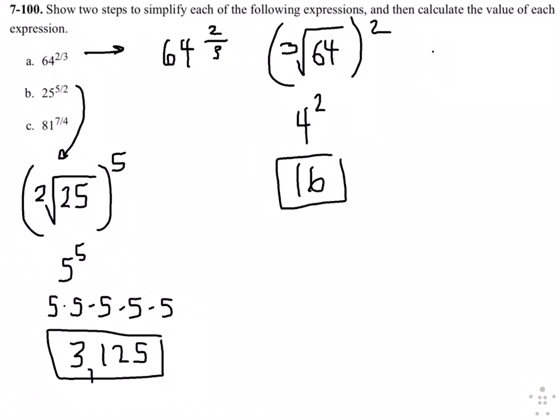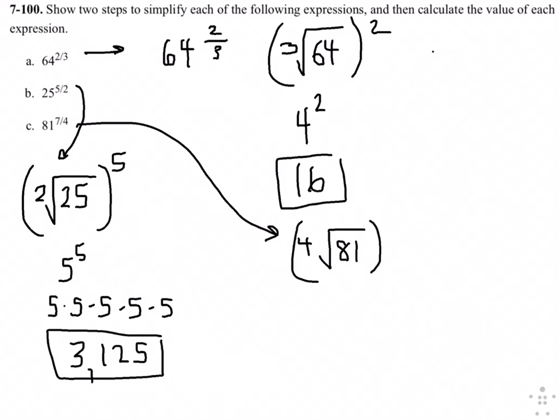And then, let me find some space over here. So we'll do C over here. This is the 4th root of 81, and then we're going to take that to the 7th power. So the 4th root of 81 raised to the 7th power. The 4th root of 81 is 3. 3 times 3 is 9, times 3 is 27, times 3 is 81. So this is 3 to the 7th power.